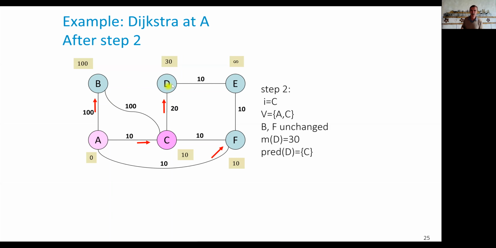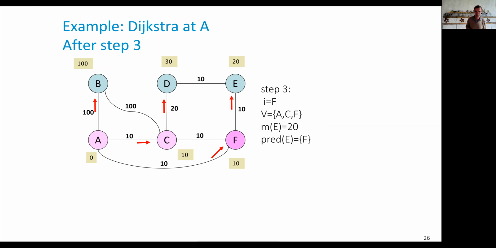I have D. The previous value was infinite. Now it becomes 10 plus 20, 30. So I have now a better value. I record this better value by putting a red arrow. For F, I have another estimate, which is 20, which is less good than what I had before. So I ignore it and I don't put a red arrow. So this is the stage of the algorithm.